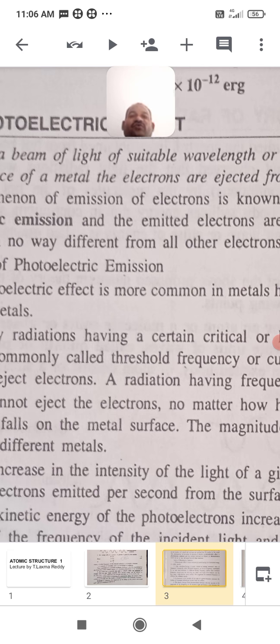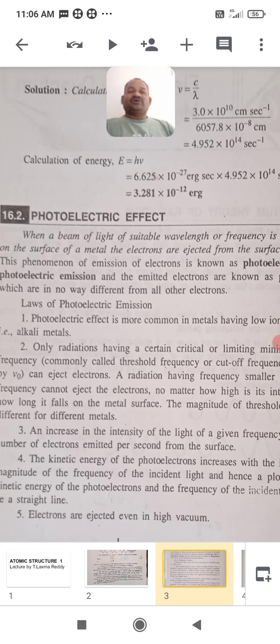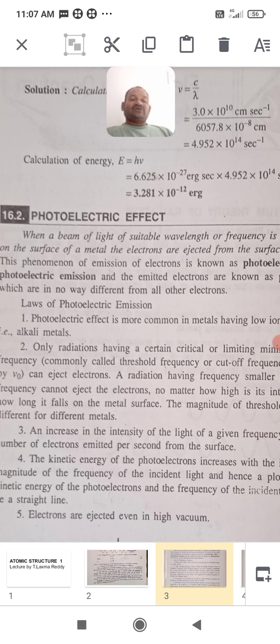Next is the photoelectric effect. What is the photoelectric effect? When a beam of light of suitable wavelength or frequency is allowed to fall on the surface of a metal, the electrons are ejected from the surface of the metal. This phenomenon of emission of electrons is known as the photoelectric effect.